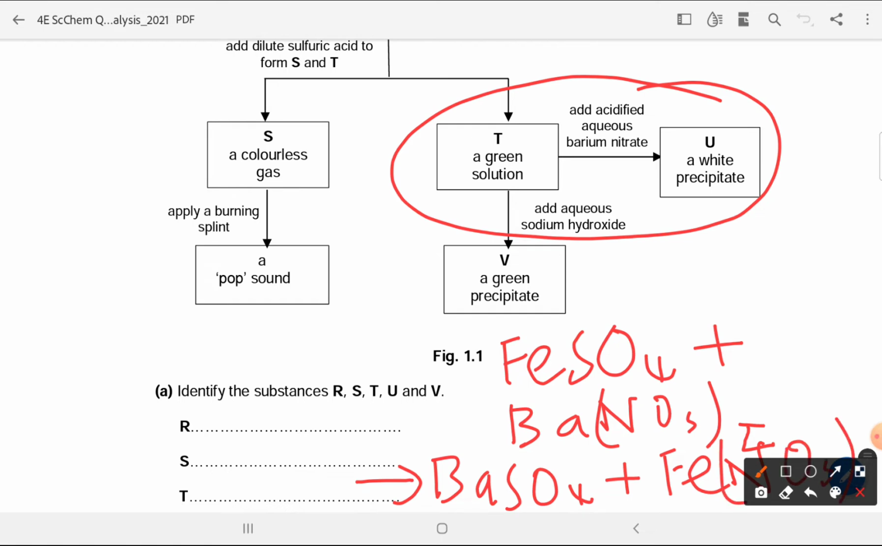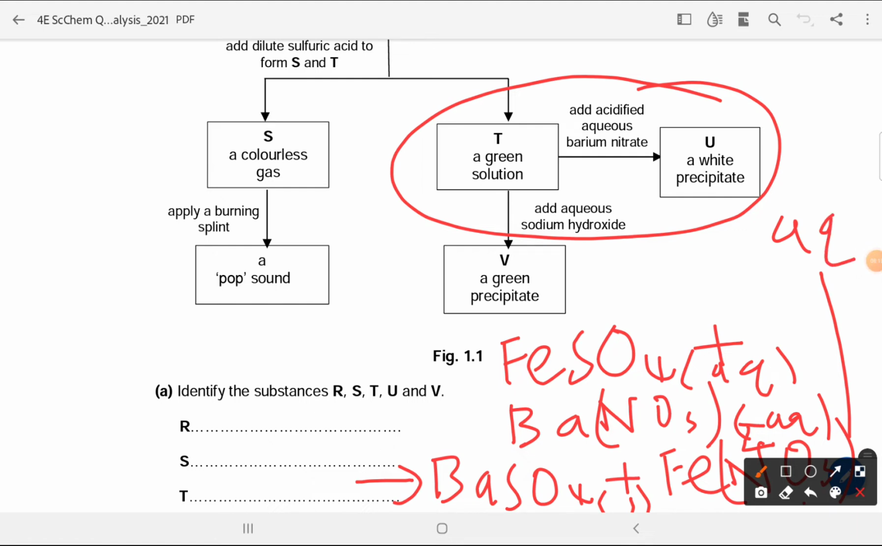Okay, sorry, it's not very clear. So this is iron(II) sulfate reacting with barium nitrate, you get barium sulfate and iron(II) nitrate. How about the state symbols? This one would be aq because it's soluble. Barium nitrate would be aq as well. Barium sulfate is solid because it's insoluble, and iron(II) nitrate, it is aq. Okay, this guy here, it's aq.